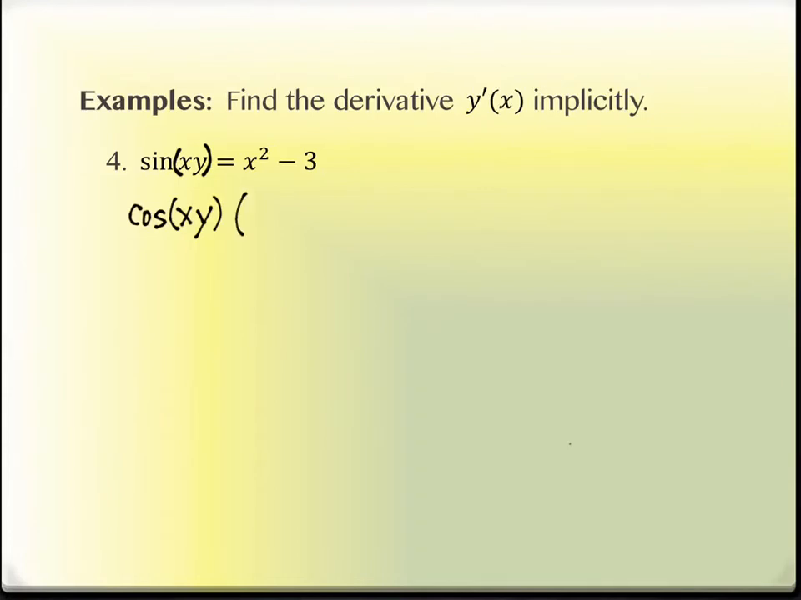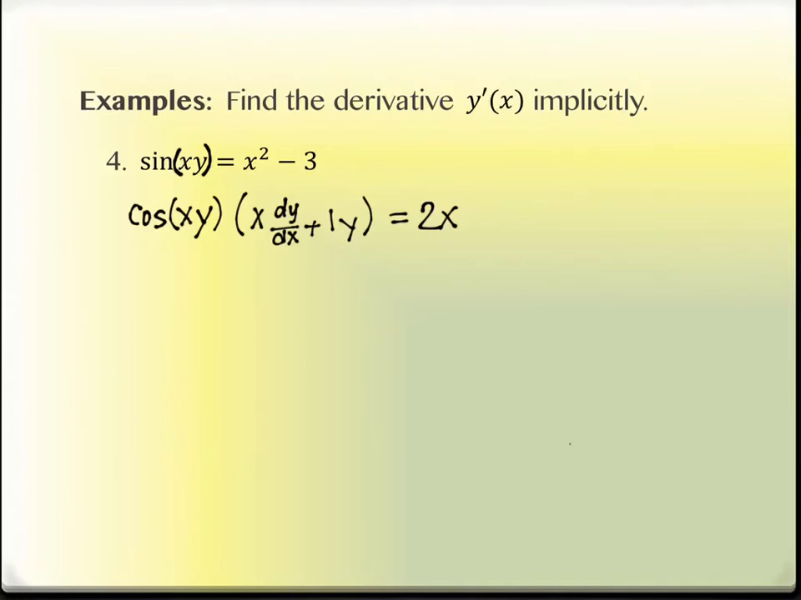Next, I need the derivative of xy, and xy is a product. So for the product, I start with rewriting x, and then I need the derivative of y, which is dy/dx. Then I add, I need the derivative of x. It's 1. And I rewrite the piece that's y. The other side's much simpler. Derivative of x squared is 2x, and the derivative of negative 3 is 0, right?